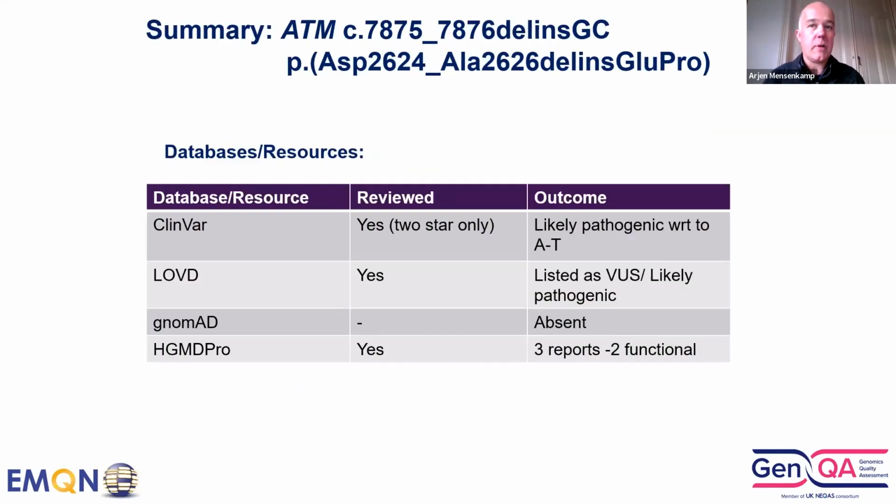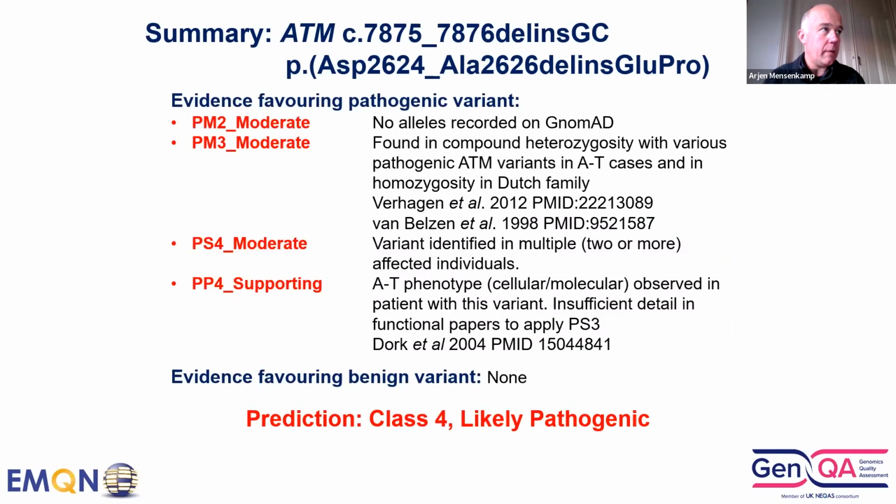ClinVar has a record for this variant, and it is likely pathogenic, at least in the context of AT. And in the LOVD, this variant is reported as VUS or likely pathogenic. It is absent from gnomAD, and HGMD Pro, the literature database, also has reports for this variant. With ATM, you have the difficulty that you can look at it from the point of view of the recessive disorder, AT, or the dominant cancer-related, mainly breast cancer-related disorder.